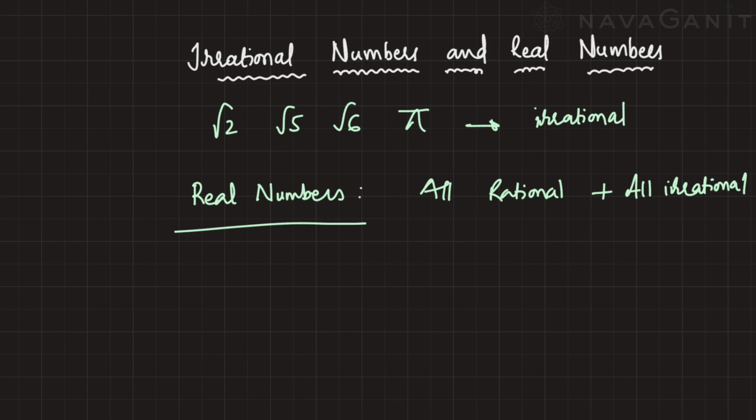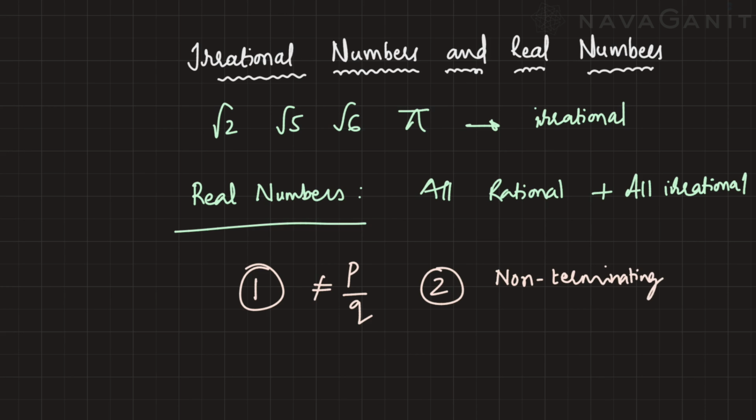So from this video, I want you to remember three things. First, an irrational number cannot be expressed as a fraction. It cannot be expressed in terms of p by q. Secondly, they're always non-terminating and non-recurring. Thirdly, square roots of non-perfect squares are always irrational.